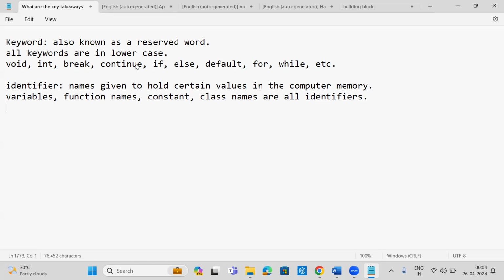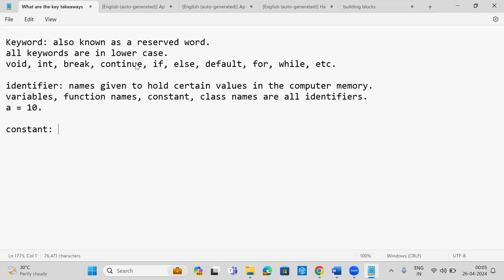If I write A equals 10, so here A is an identifier. To be more specific, A is a name of a variable. Okay, it holds the value 10. We will discuss more about the identifiers. So identifier is basically a name given to hold certain values in the computer memory.